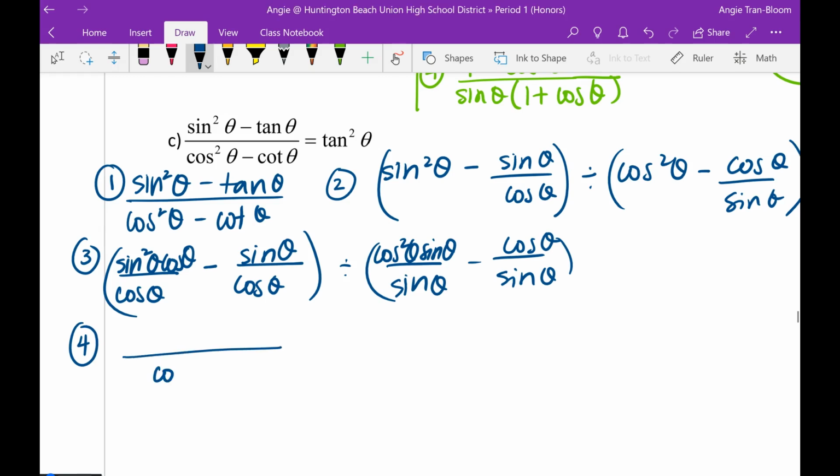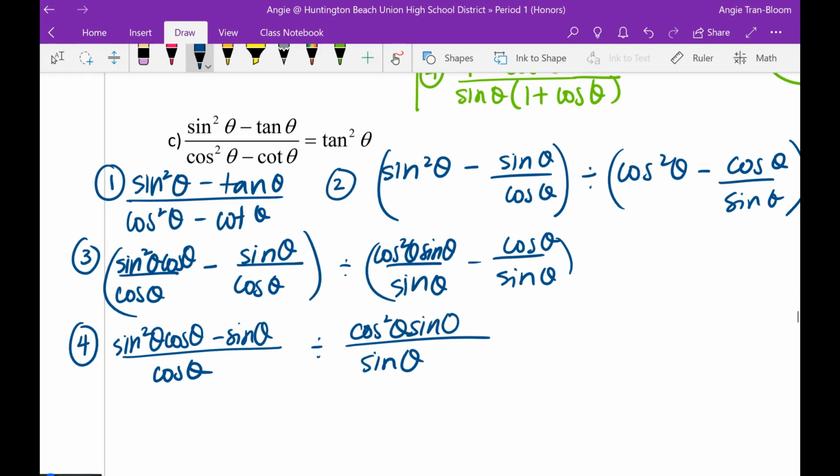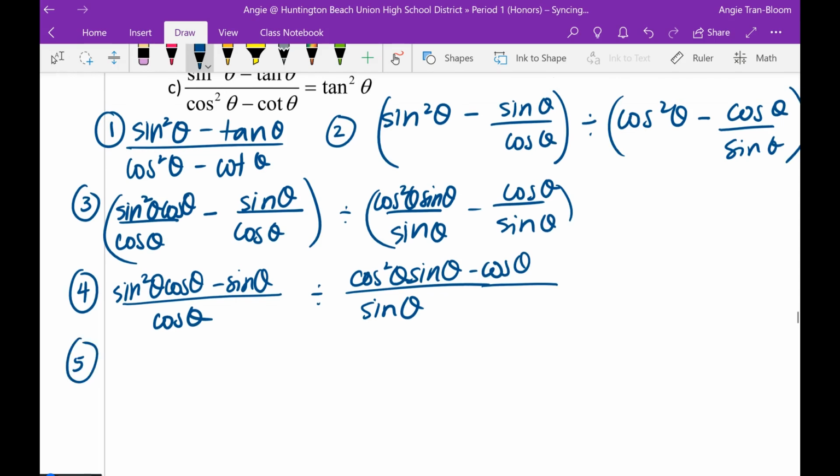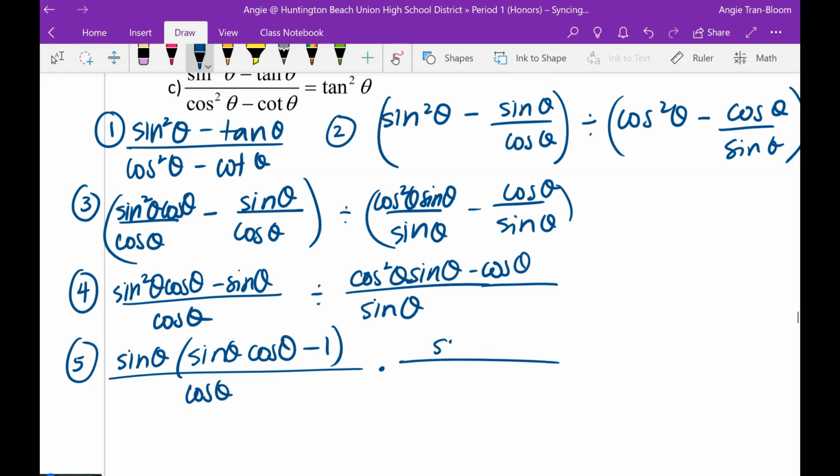Okay, so this becomes a cosine divided by, this is now a sine. This has sine squared of theta, cosine of theta minus sine of theta. This has cosine squared of theta times sine of theta minus cosine of theta. Now what do you guys want to do? You factor out the sine on that side and the cosine. So factor out a sine on this side. That means you have a sine and a cosine left. Take away 1. Is that true? All over cosine. Then can I multiply by its reciprocal and factor? Yep. Okay, so multiply by the reciprocal.